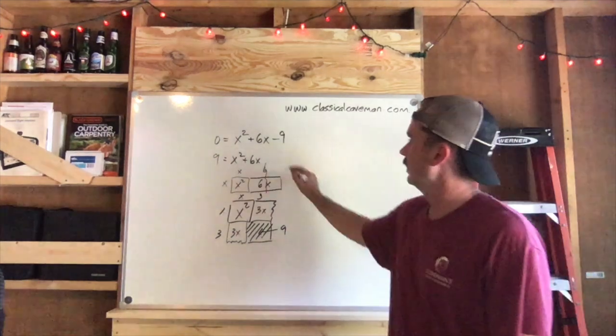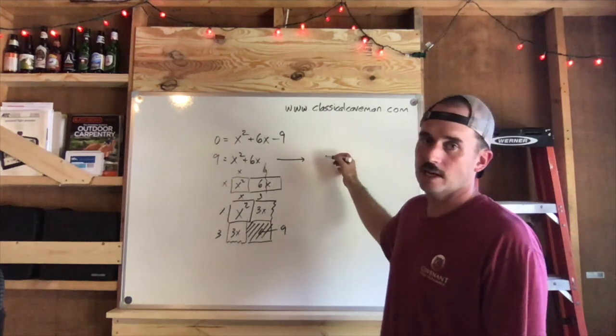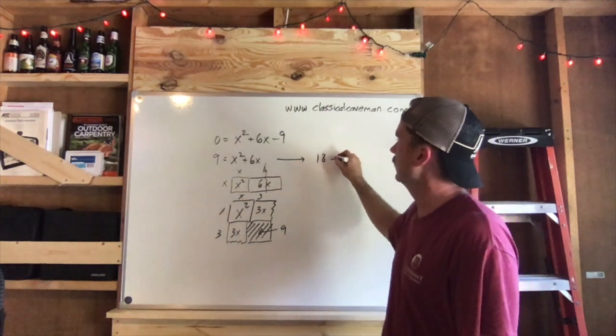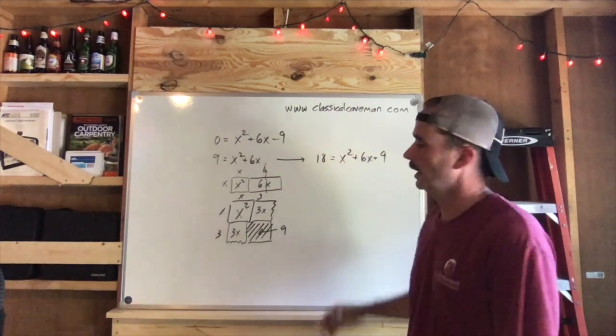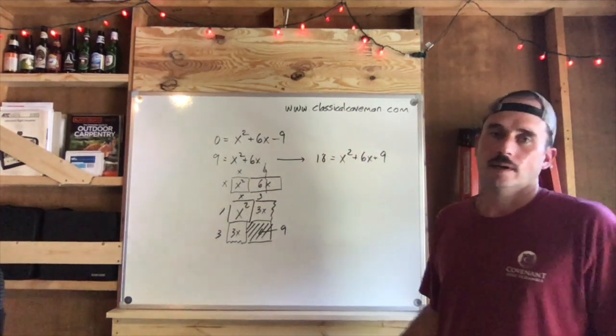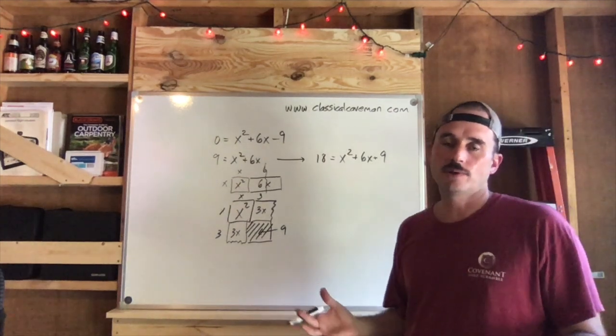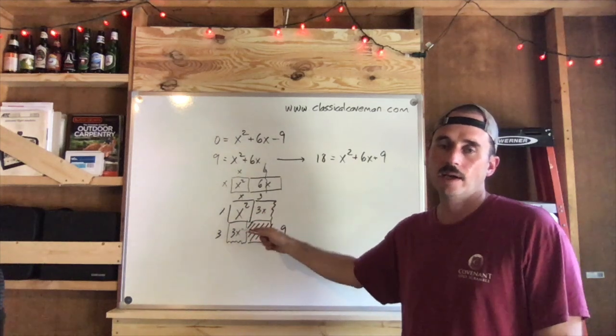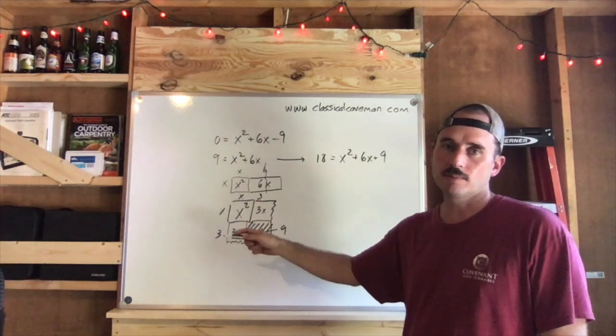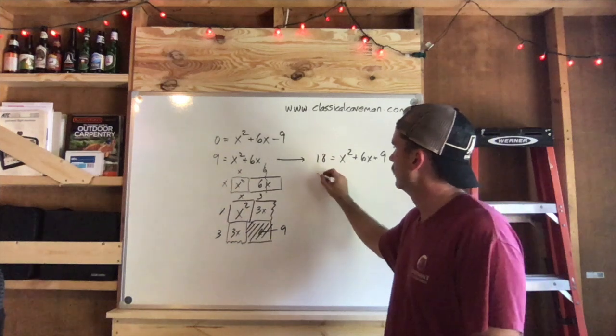So now I can add 9 to both sides of this equation, and I get 18 equals x squared plus 6x plus 9. Now the right-hand side is a perfect square trinomial. X squared plus 6x plus 9, the area of this square right here, can be represented as the product x plus 3 times x plus 3.